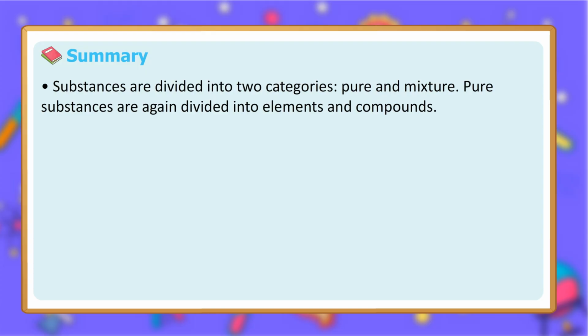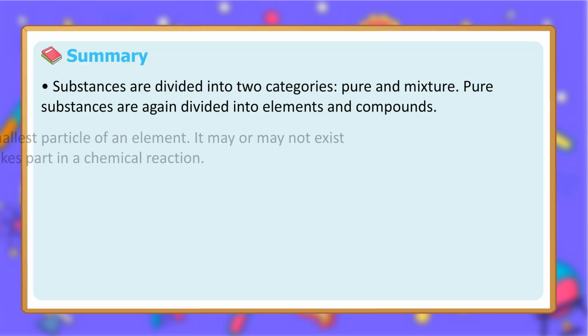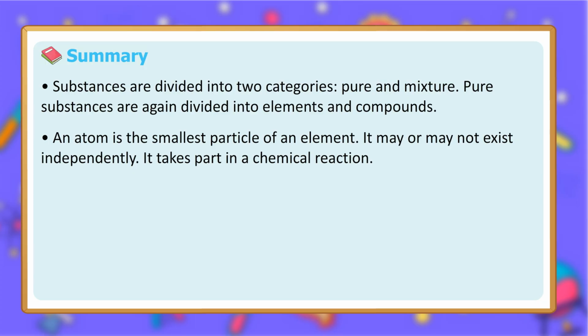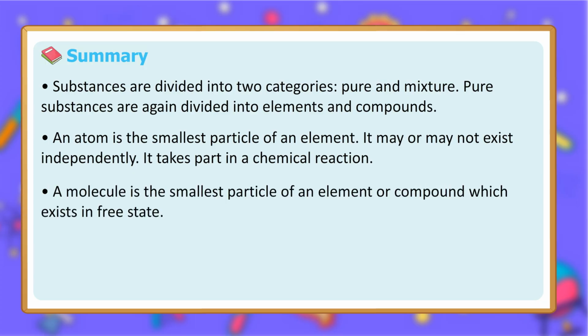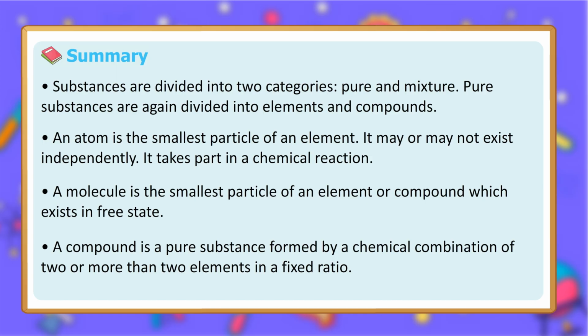Summary. Substances are divided into two categories, pure and mixture. Pure substances are again divided into elements and compounds. An atom is the smallest particle of an element. It may or may not exist independently. It takes part in a chemical reaction. A molecule is the smallest particle of an element or compound which exists in free state. A compound is a pure substance formed by a chemical combination of two or more elements in a fixed ratio.